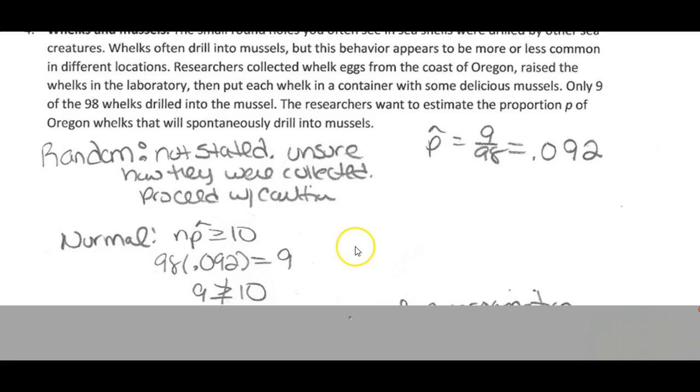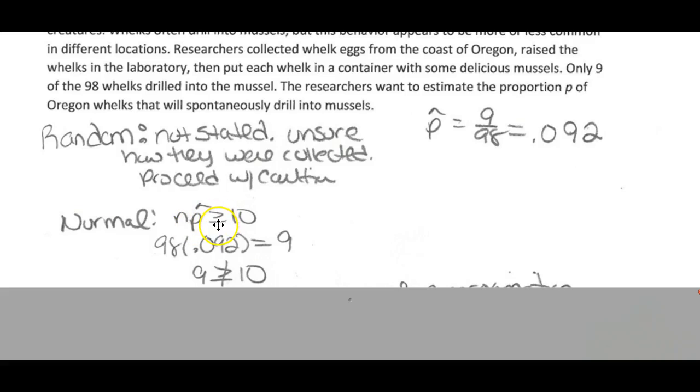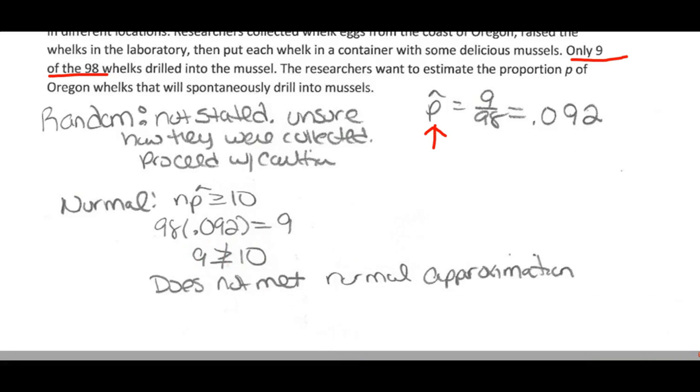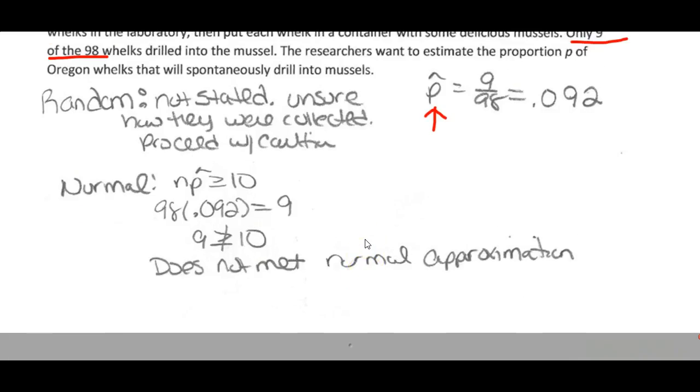Normal, so I checked the normal. Again, n times p greater than or equal to 10. 80 times 0.092. How did I get 0.092? 9 out of 98. From here, only 9 of the 98 became my p hat. And since this doesn't equal 10, we don't meet the normal approximation again.